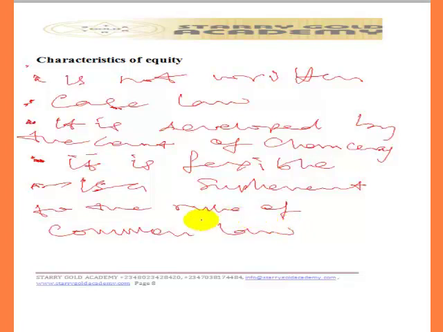So these are the 5 points I would like to mention here. As part of the features or characteristics of equity, it is not written. It is not in any written document, so it is not made by the parliament. So it's also a type of law, just like common law, being handed over from one generation to another.